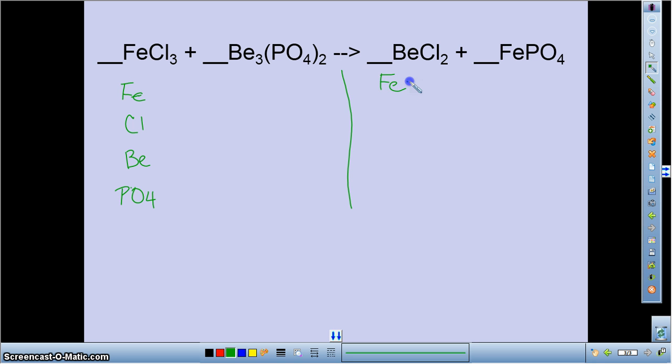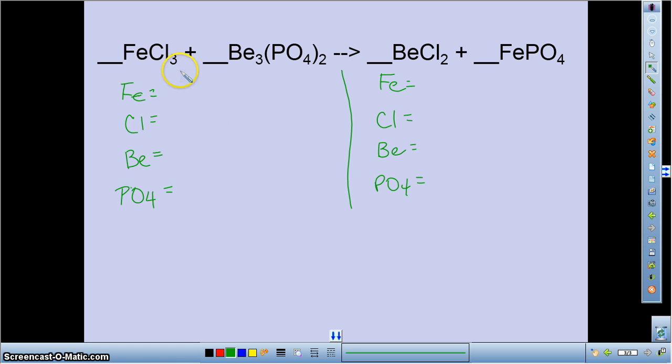We have iron on this side. We have chlorine. We have beryllium. And we have the phosphate ion. So we can balance it as a whole, as opposed to dividing it up into 2 separate elements, phosphorus and oxygen.